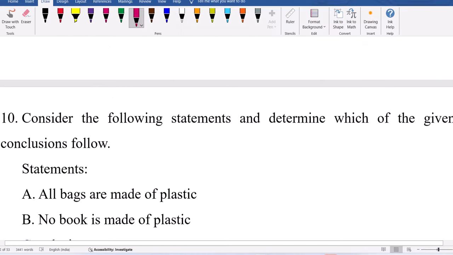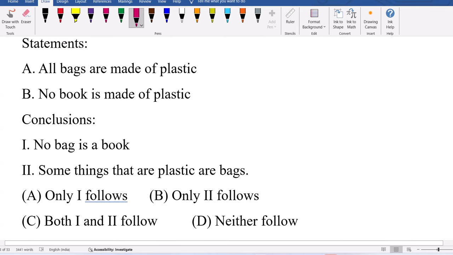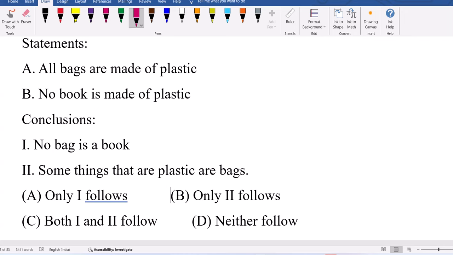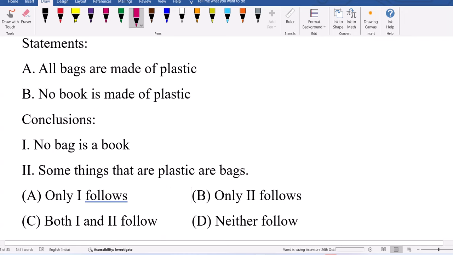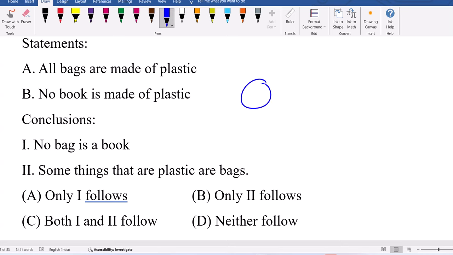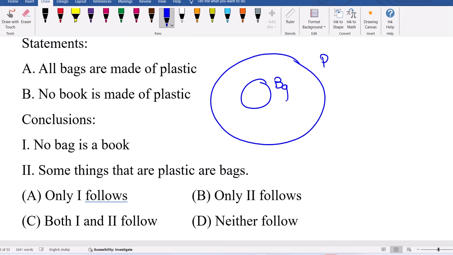33, excellent. Now see the syllogism question. Back to syllogism. Guys, let's see how many of you can answer this question. Statements are ready. Conclusion is ready. All bags are made of plastic. No book is made of plastic. All bags are plastic related. As per this question, no book is bags. No book is made of plastic. Right, so no bag is book, perfectly.